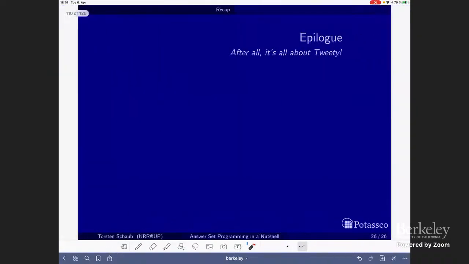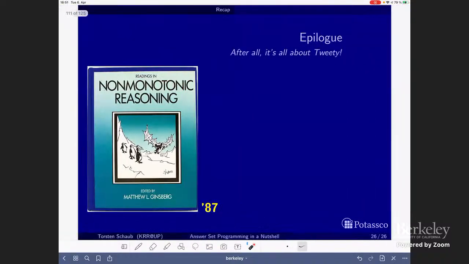To wrap up, after all, it's all about Tweety, and this was actually an idea that came to me when I gave an invited talk at the SAT conference at Bordeaux at the time. I don't know whether you remember these readings that were in AI at the end of the 80s, beginning of the 90s, and of course this was sitting on my desk. All the readings in nonmonotonic reasoning. How can you equip this little penguin so that it flies?